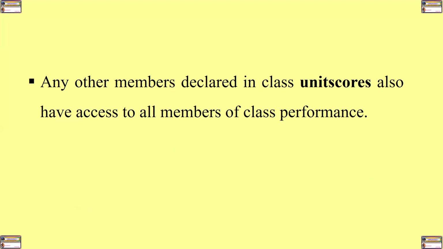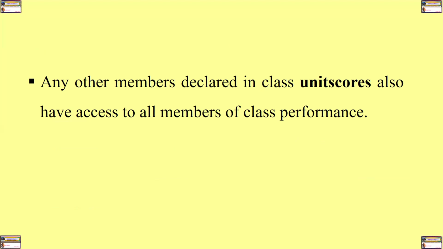So any other members declared in the class called UnitScores also have access to all members of class performance. In a nutshell, once you have made a class to become a friend of another class, then that class that has become a friend is able also to access all members, all of them, excluding none, of the class in which it has become a friend.